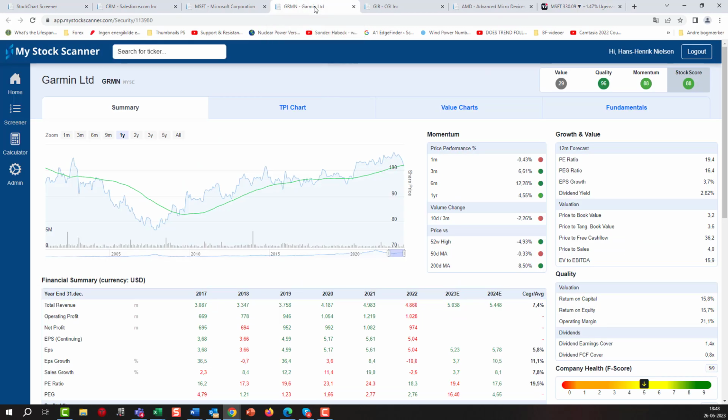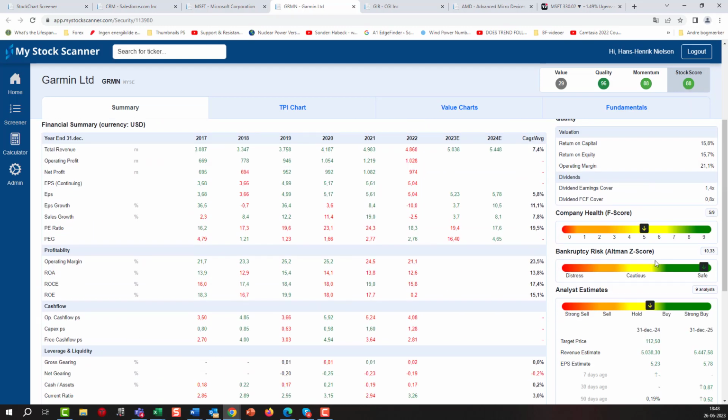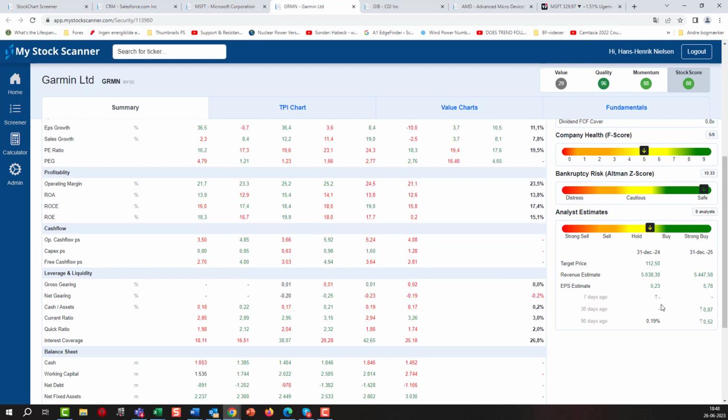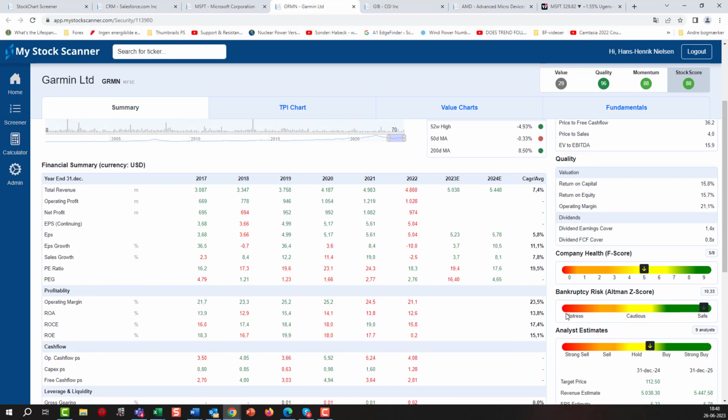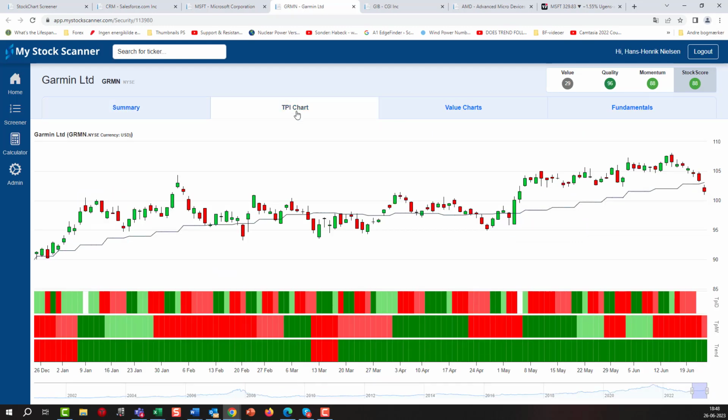Next one is Garmin. I mentioned that, I think, in the last weeks. We have a stock score at 88. Fairly reasonable, the analysts are saying hold to buy here. There's a bit here on upping the estimates, but not too much. It is a reasonably solid stock. We can see a good green trend here.